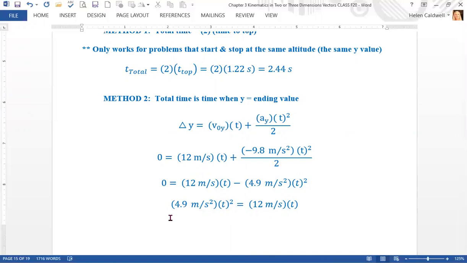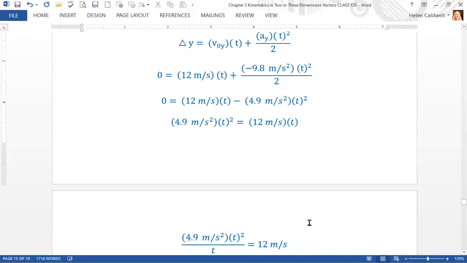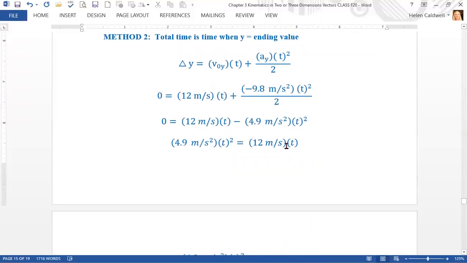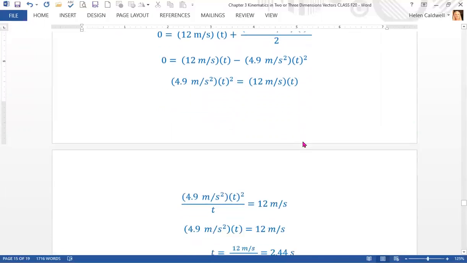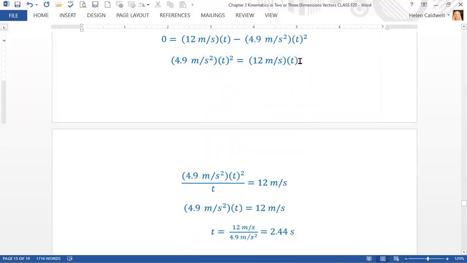Okay, I'm making progress. But what I need to do now is get rid of all the t's on one side. So I have a t squared on the left and just a t on the right. That means I want to get rid of the one that's the smallest, the t. So take both sides and divide by t. If you divide both sides by t, the one on the right disappears, and on the left we have 4.9 meters per second squared times t squared divided by t. And it'll equal 12 meters per second on the right side.